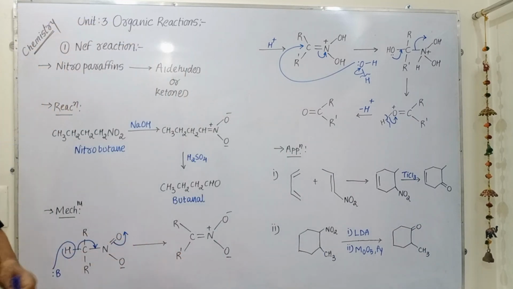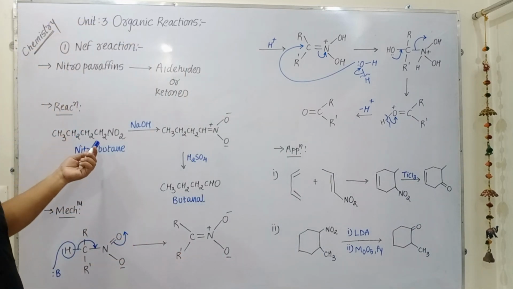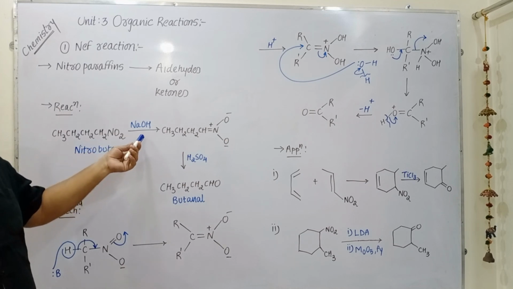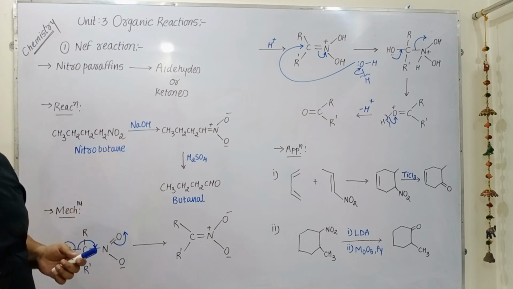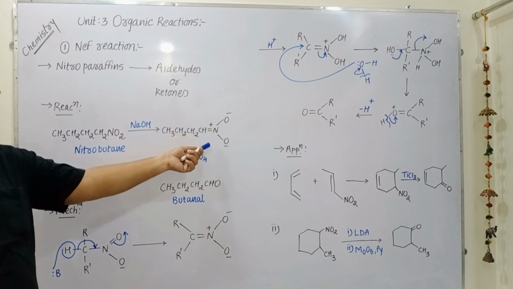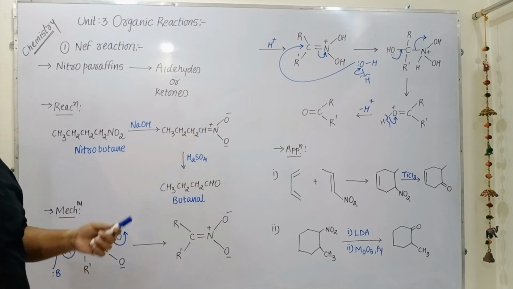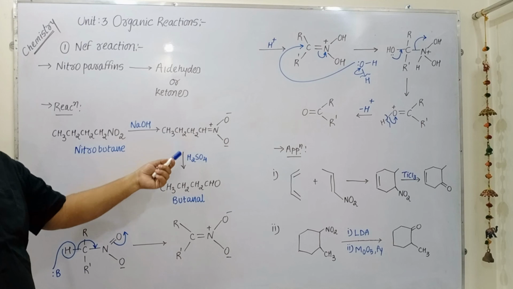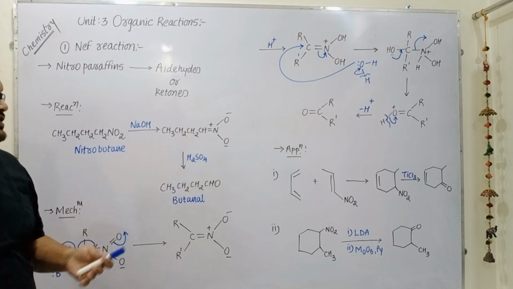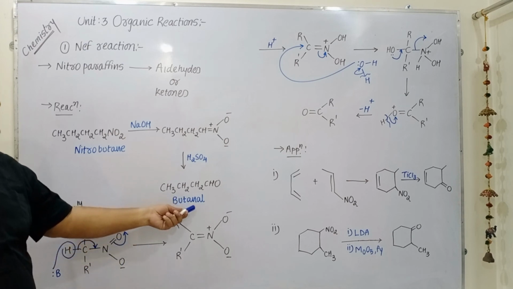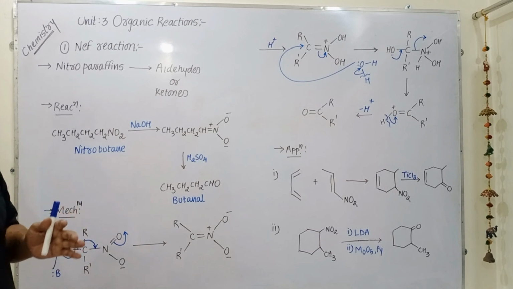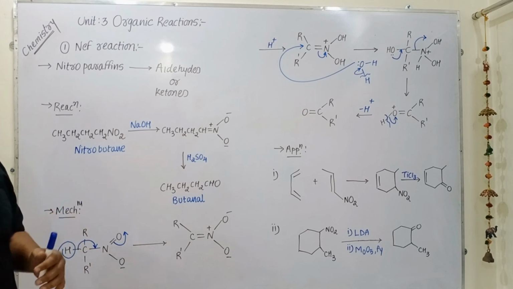As we can see on the board, a nitro derivative such as nitrobutane, when you react it with sodium hydroxide, a strong base NaOH, will be converted into such a type of intermediate compound. Then this intermediate is reacted with an acid such as sulfuric acid, H2SO4, to give butanal, that is an aldehyde derivative. By this way such a conversion is carried out.